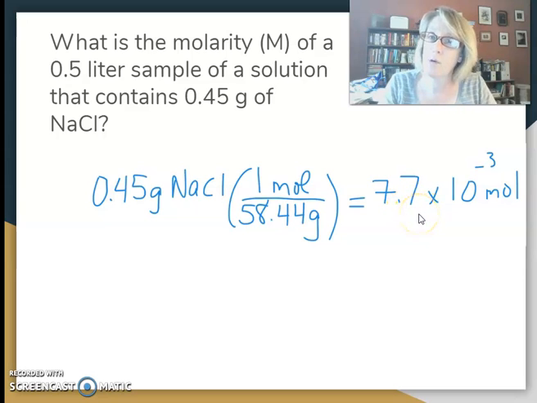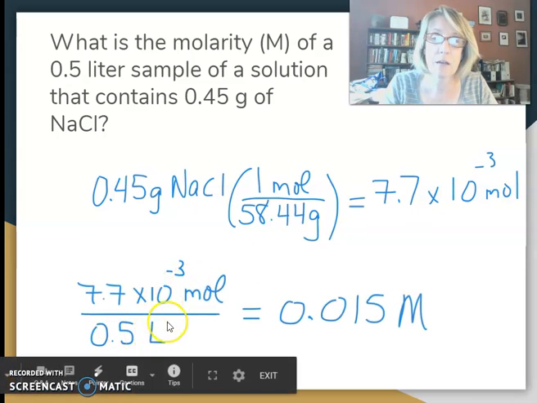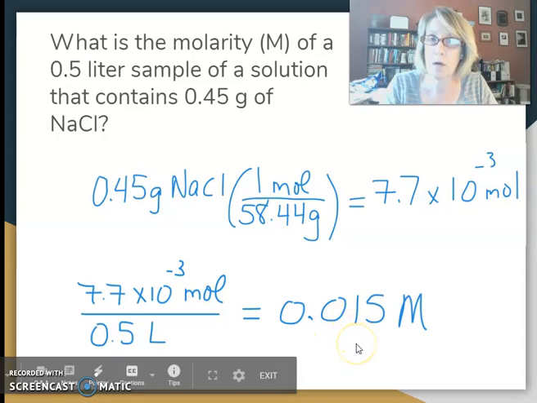And then we've got one more step. So we've got that many moles per half a liter. So moles per liter is molar. So our molarity is 0.015 molar. Okay.